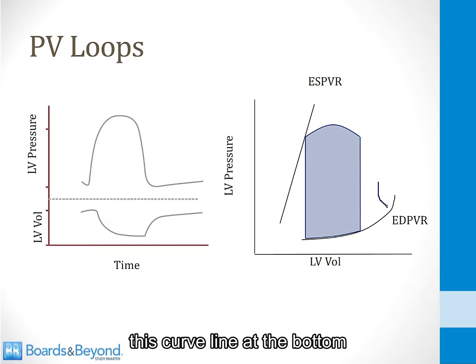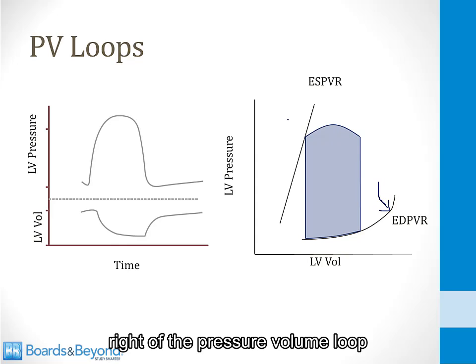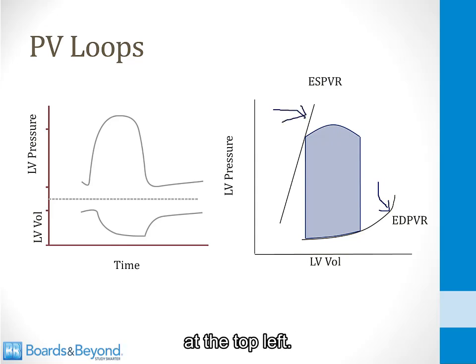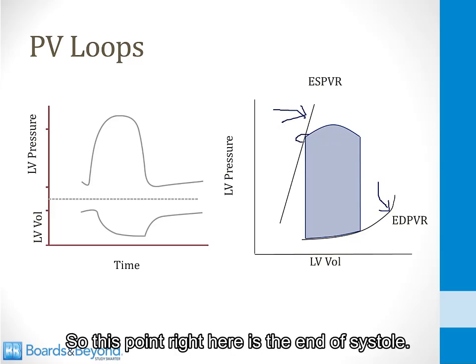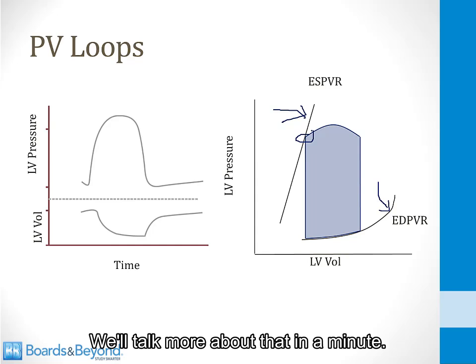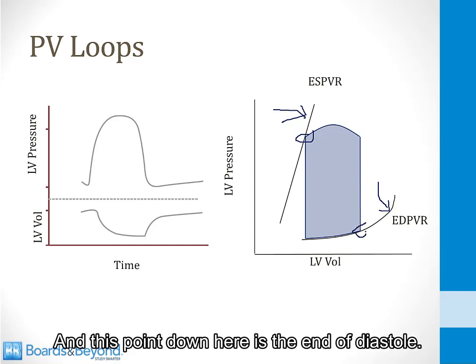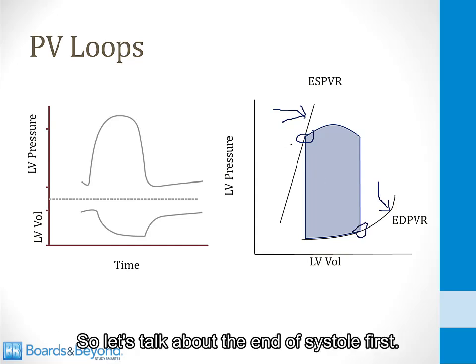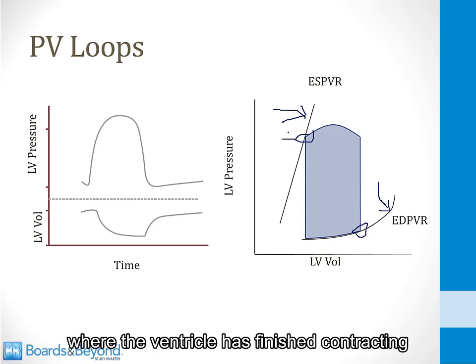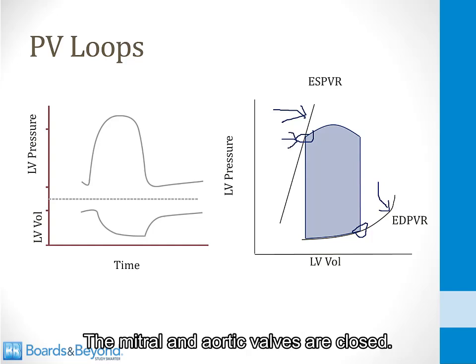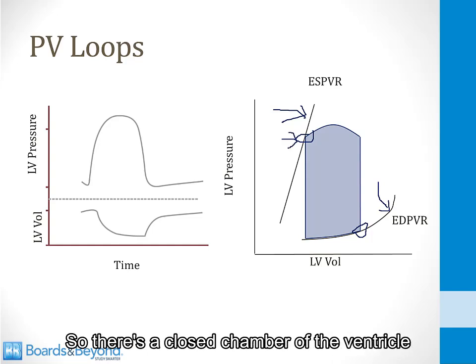You may have noticed this curved line at the bottom right of the pressure volume loop and this straight line at the top left. Let's talk about what those lines mean now. So this point right here is the end of systole. We'll talk more about that in a minute. And this point down here is the end of diastole. So let's talk about the end of systole first. This is the end of systole where the ventricle has finished contracting and ejecting blood. The mitral and aortic valves are closed, so there is a closed chamber of the ventricle that no blood can get in or leave.